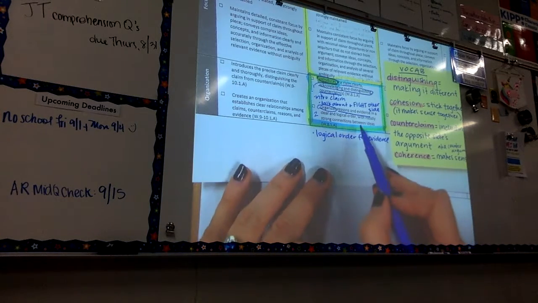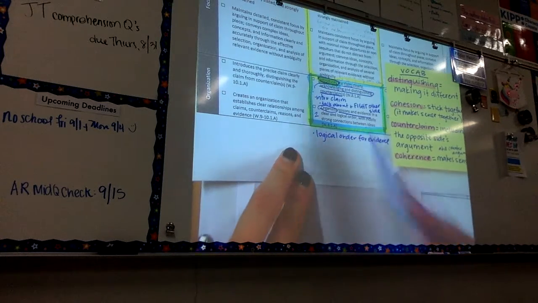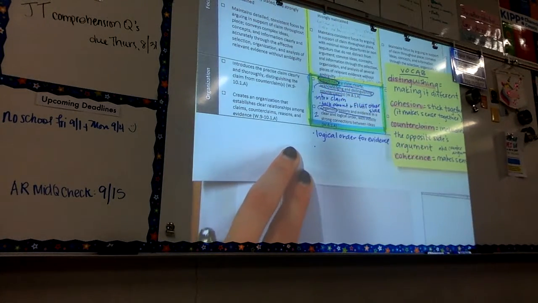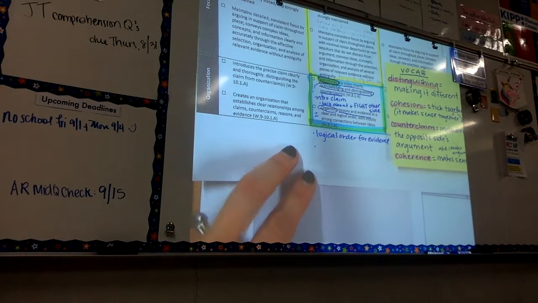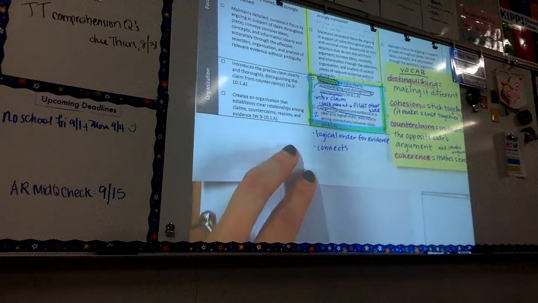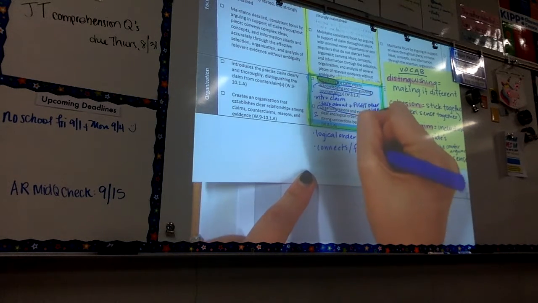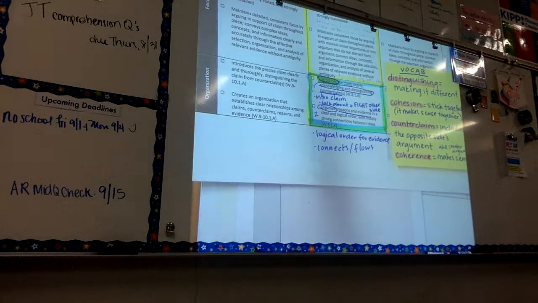Okay. All right, and back with the mostly strong connections between ideas. Includes connections, or just connects. All right. You could also put flows, if that helps you. Connects or flows.